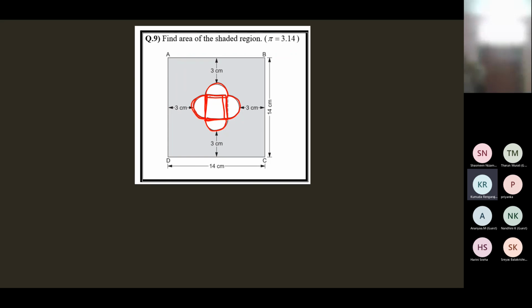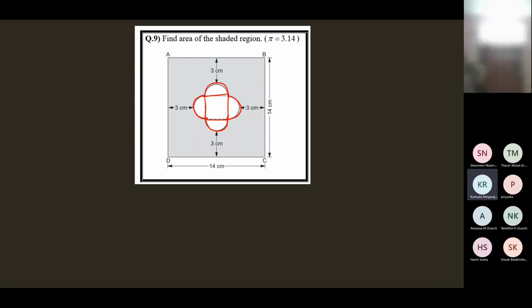And on each side of the square, there's a semicircle. That's how we understand the design in the middle. The design in the middle is a square, and on each side of the square, there's a semicircle.